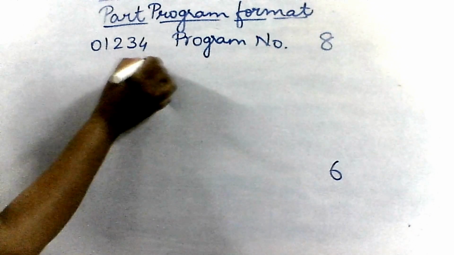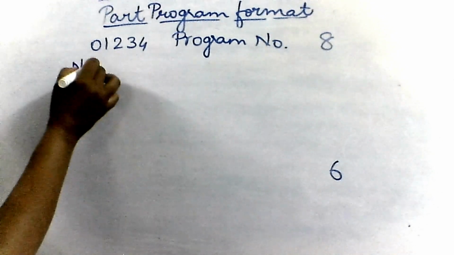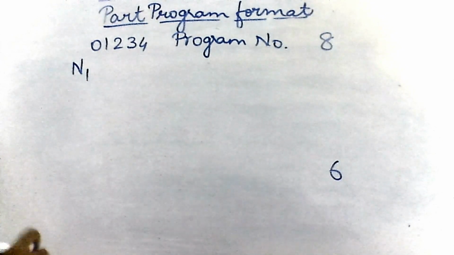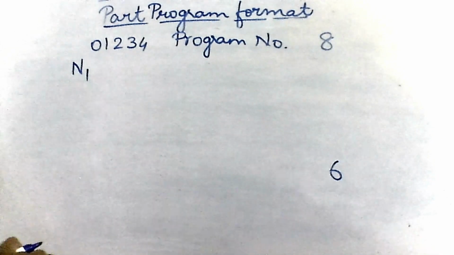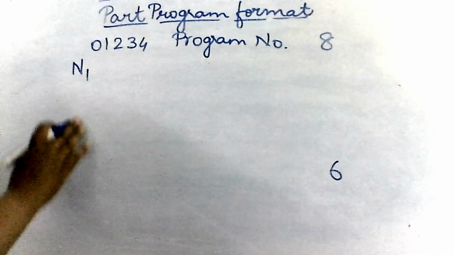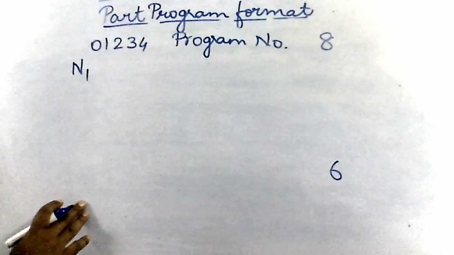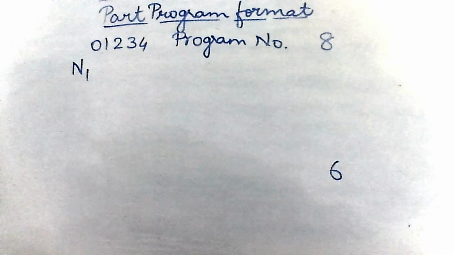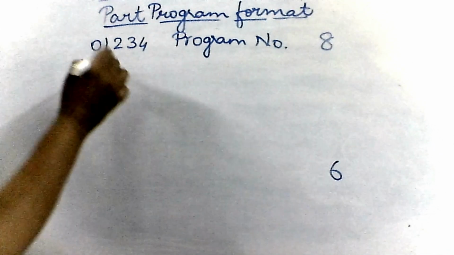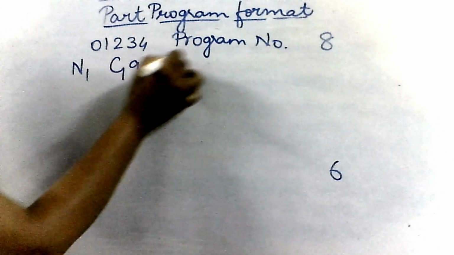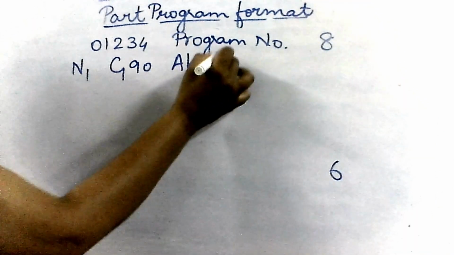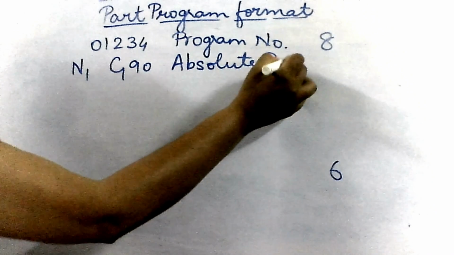Second parameter, you are going to mention the sequence number. N represents the sequence number. So I start with N1, then 2, 3, 4 and so on. You can also start with N11, 12, 13, 14 and so on. Along with that, I am taking G90. G90, as we have already seen, represents absolute programming.